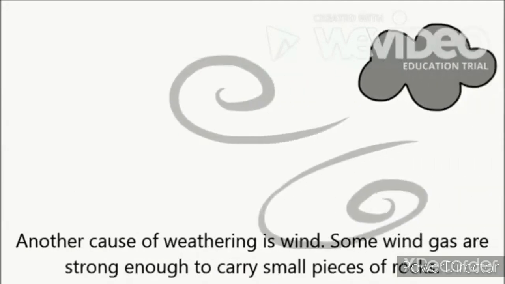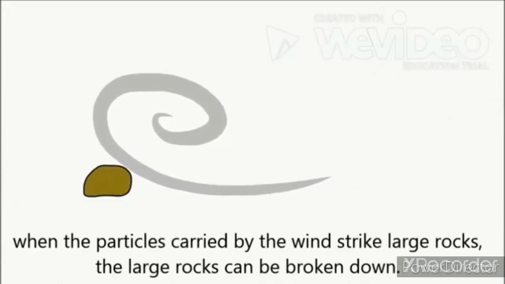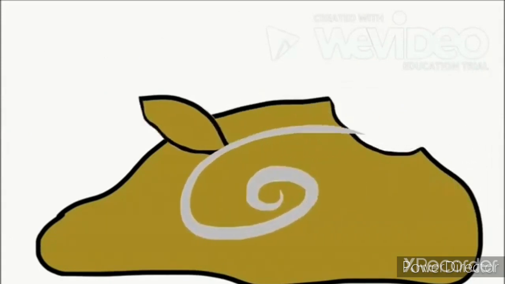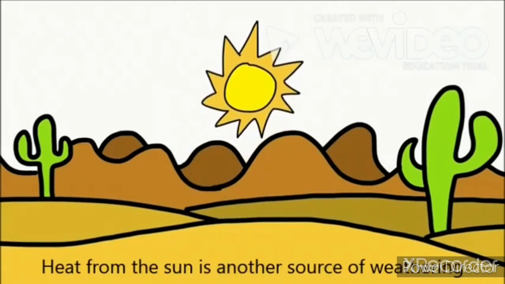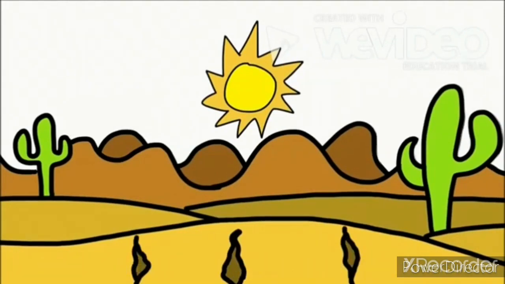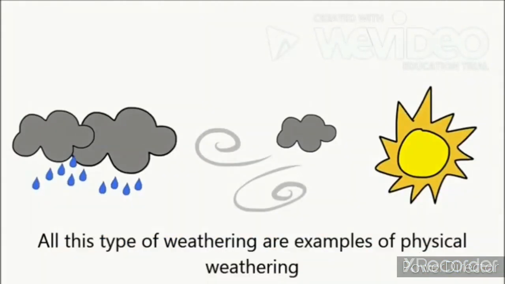Another cause of weathering is wind. Some wind gusts are strong enough to carry small pieces of rock. When the particles carried by the wind strike large rocks, the large rocks can be broken down. Heat from the sun is another source of weathering. As the sun beats down on the earth, moisture is evaporated, creating cracks in the soil. All these types of weathering are examples of physical weathering.